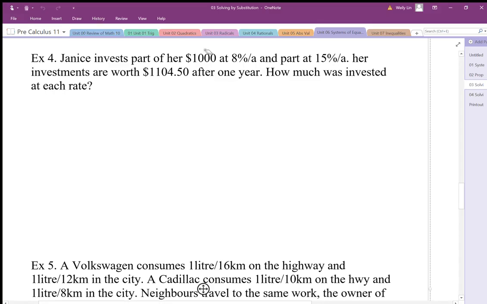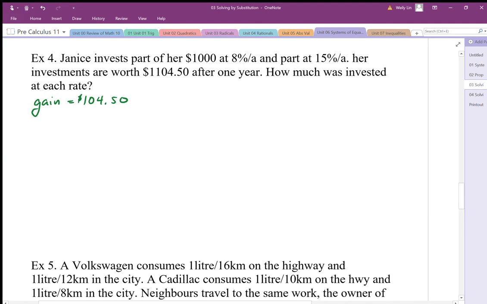We have $1,000 to start. We end up with $1,104.50. So the appreciation or the gain is $104.50. We need to make sure that that's clear. The gain is what we're looking at. That's our interest. That's what we're going to gain based on the interest that we are earning for those investments.